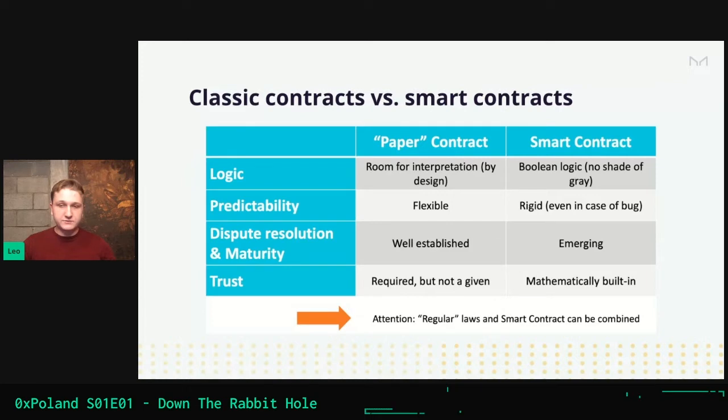written. There is one important point here, that smart contract and regular contracts can be actually combined. Smart contract can be part of the regular contract, and smart contract can allow you to execute some operations in an automated way. So those are not completely separate things. They can intersect in some cases.